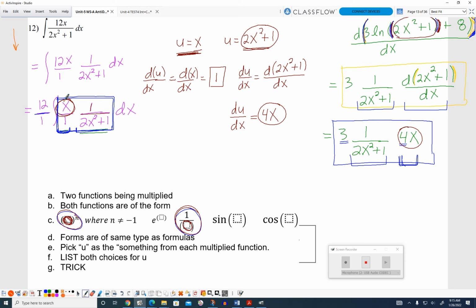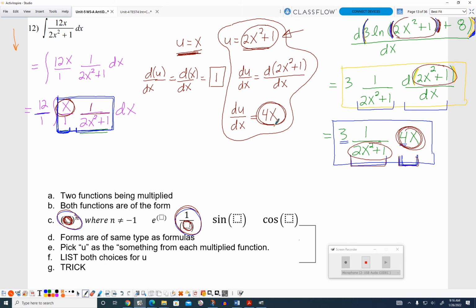You had a something, you took the derivative of that something, and the derivative of that something became the other of the two multiplying functions. So the something came from one of the multiplying functions, and the derivative of the something was the other multiplying function. That's what you're looking for. This one works. If that is my something, right here, the derivative of my something is the other multiplying function. So this was the correct something to pick because that derivative becomes the other multiplying function.